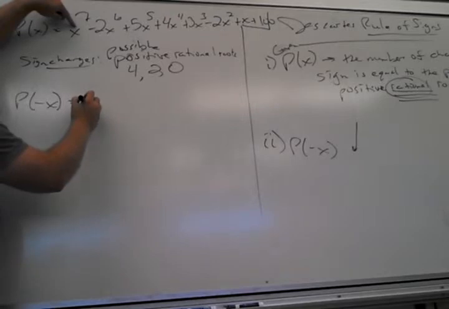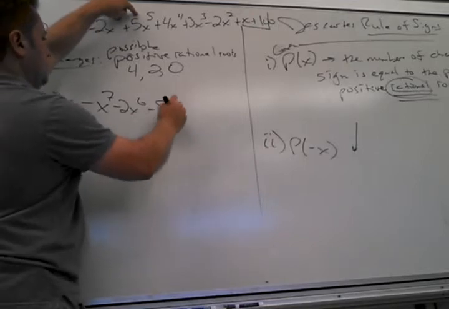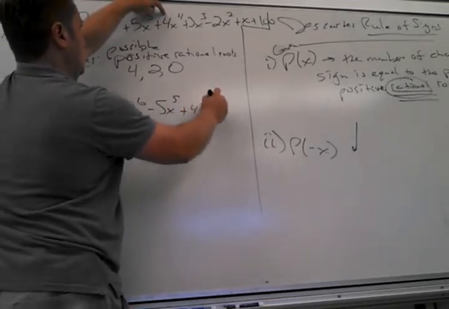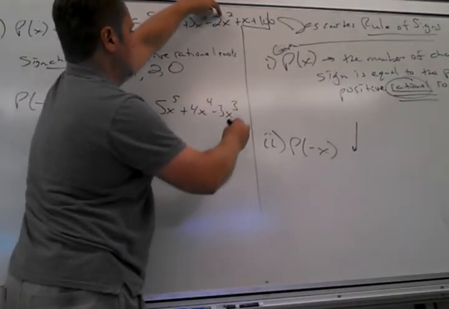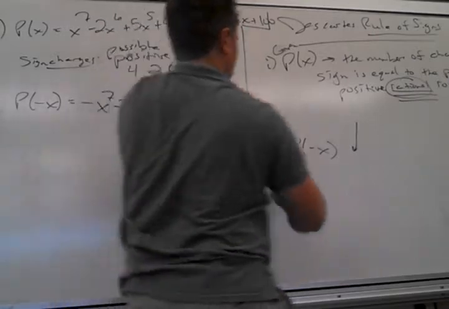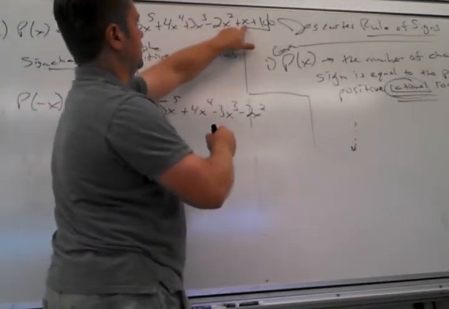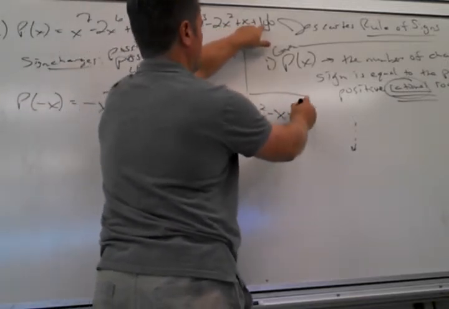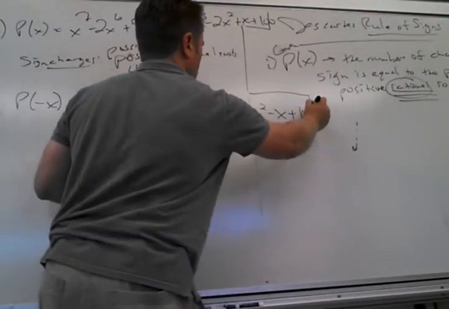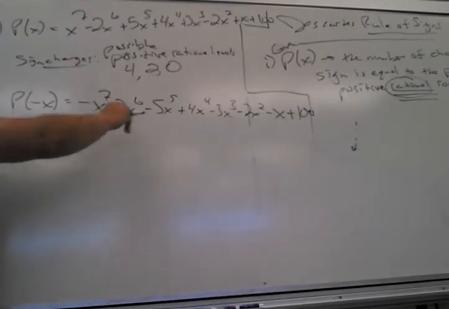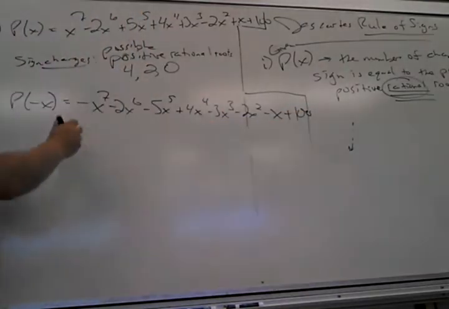So this is going to become negative x to the 7th. This is going to stay. This is going to become negative 5x to the 5th. That's going to stay. This is going to become minus 3x cubed. That's going to stay. That's going to become negative x, and of course the plus 1 is going to stay plus 1, no matter what I do to it. Plus 100. Right. So how many sign changes do I see? One, two, three.